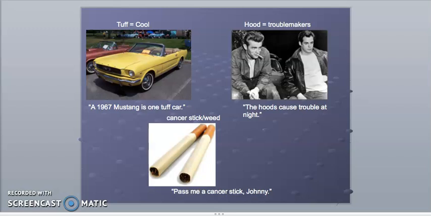A hood is someone who is viewed as a troublemaker. The hoods cause trouble at night. So maybe they get in trouble with the law, they get in trouble at school, there's different things going on. They're seen as not good people in society. Cancer stick or weed is a cigarette. We see cigarettes really commonly throughout this novel, but they are referred to as cancer stick or weed.